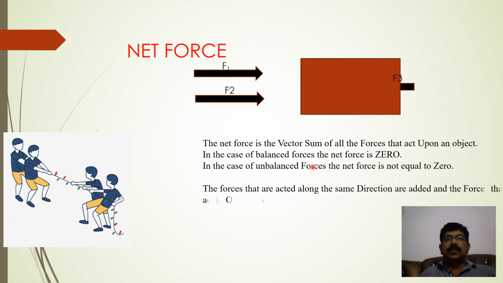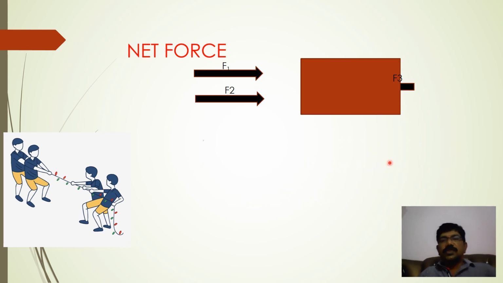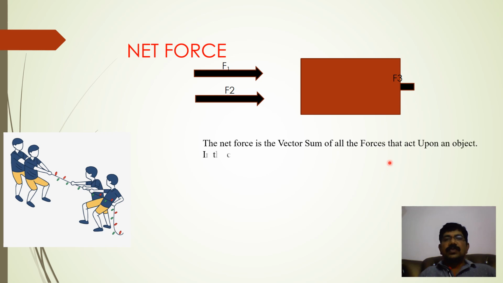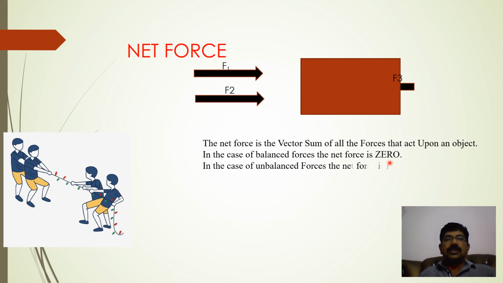In the case of balanced forces, the net force is zero. Because the net force is zero, there is no motion in the case of balanced forces. So for the motion of the body, we need unbalanced forces. In the case of unbalanced forces, the net force is not equal to zero.